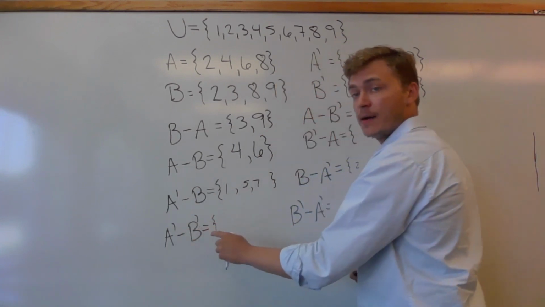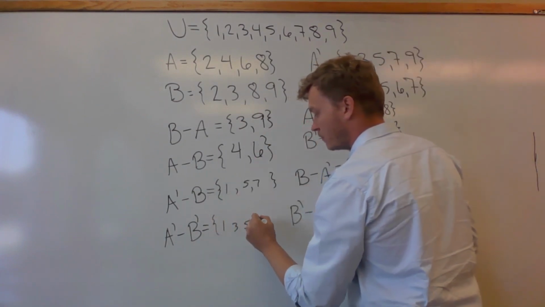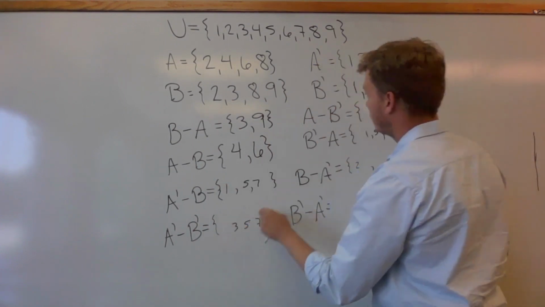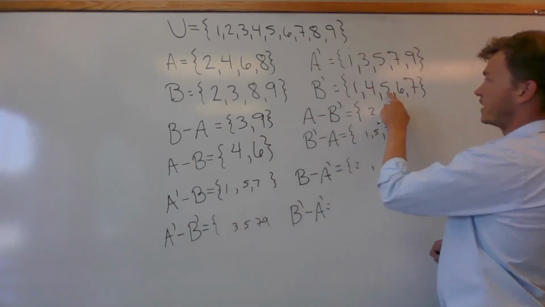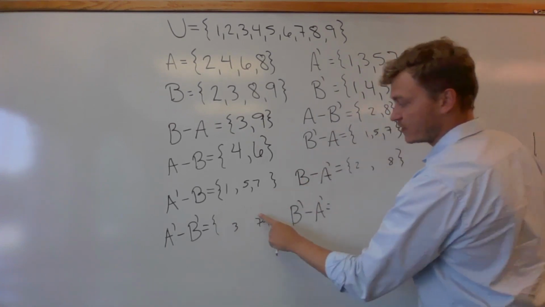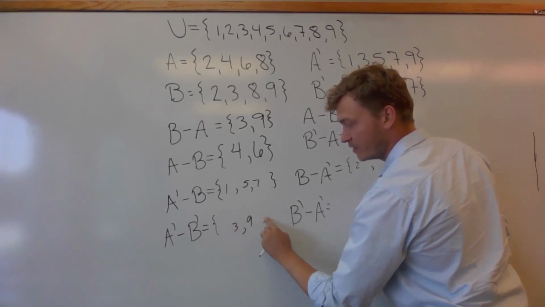A complement minus B complement, start with A complement, 1, 3, 5, 7, 9. Take away B complement, take away a 1, take away a 4, take away a 5, take away a 6, take away a 7. So A complement minus B complement contains the two elements 3 and 9.